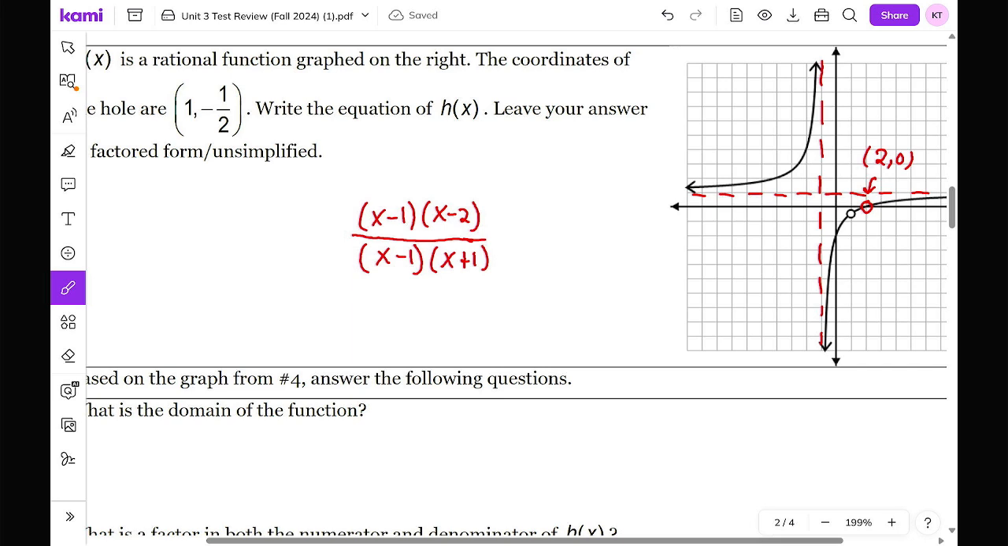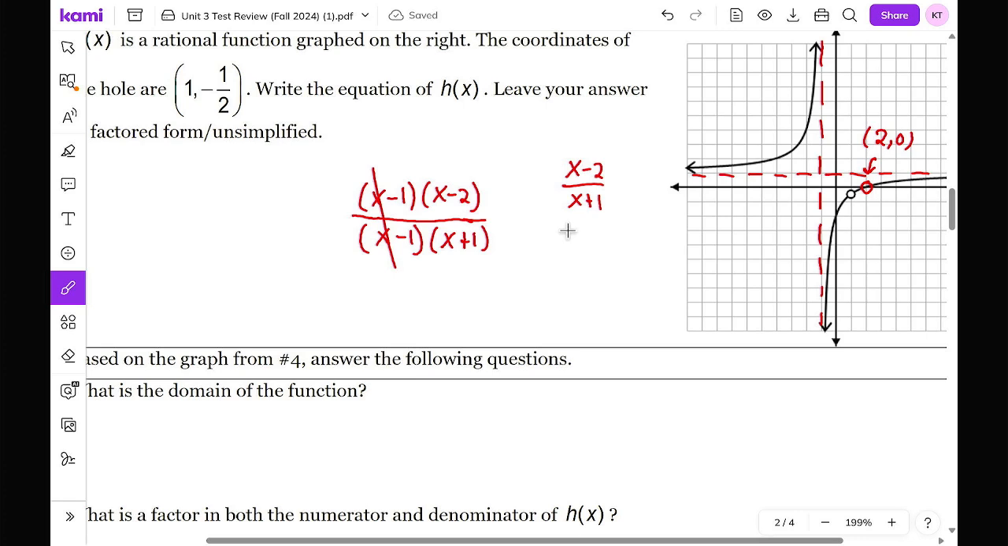And then the last thing, I just want to make sure that the y coordinate for my hole works. So let's say I go ahead and I cancel this out right here. Then I'll have a simplified function of x minus 2 over x plus 1. And then I go ahead and plug in the x coordinate of my hole into that. So 1 minus 2 over 1 plus 1, which would give me a negative 1 over 2, which is the y coordinate of my hole. So therefore, we know that this whole entire function is going to work, and this is going to be my answer.